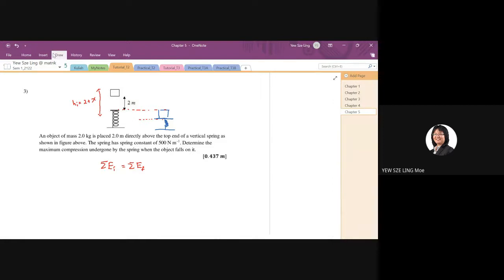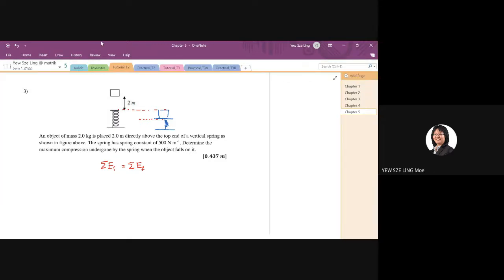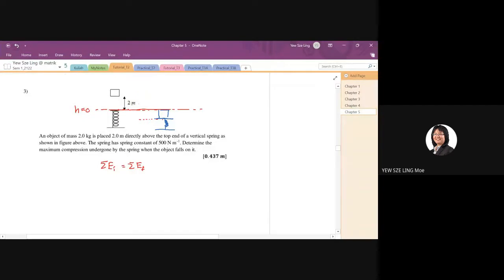Because for compression, if you want to take a positive X, you need to take the initial position as 0. So I'm going to modify it a little bit. I'm going to take the original position of the plate as 0, because I want to show you one more thing. In potential energy, we can actually have a negative value. So we take here as H equals 0, so your initial H is 2 meter. Now, how about your final H? The compression for the spring is X, but when it comes to H, your H final is actually negative X. Why? Because you are taking here as 0, now it's located below 0.